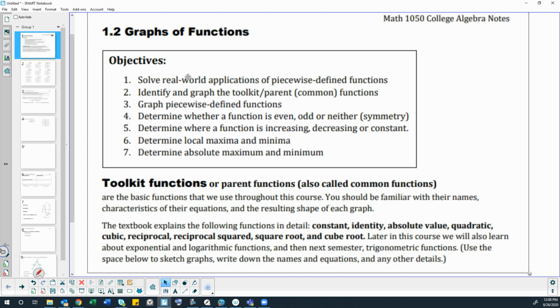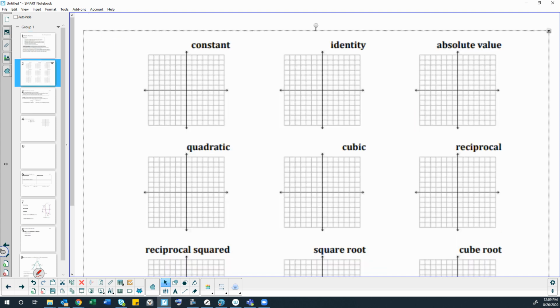Okay, so before we can take pieces of common functions to make them into weird functions, we have to know what those common functions are. So these are things you've learned about over the last few years, but we're going to review them. Okay? So this first one here is our constant function. So for a constant function, we just have y equals a number. So I could call it c for constant, or we could just pick a number to use as an example.